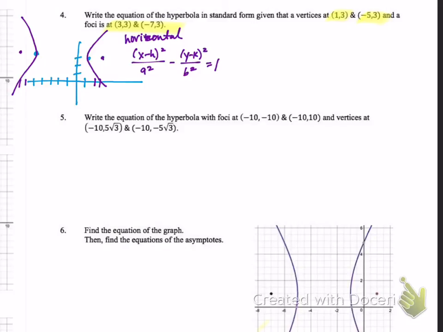So what would be the center point from my two vertices? -2, 3. It would be -2, 3. So my midpoint, which would also be my center, would be -2, 3. You can just look at it or you can do the midpoint formula.